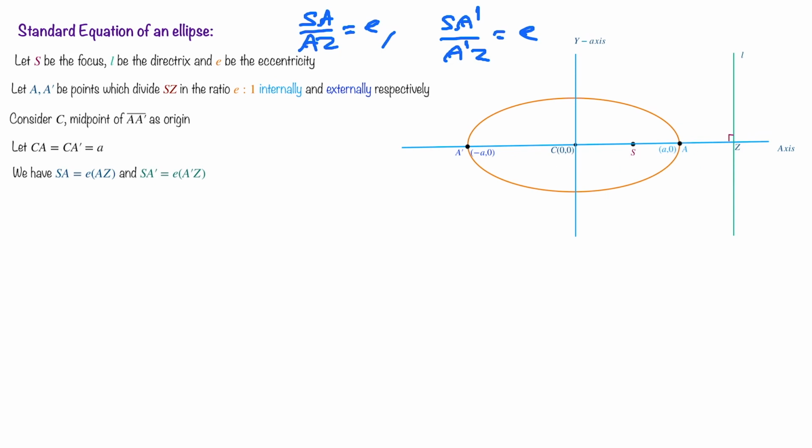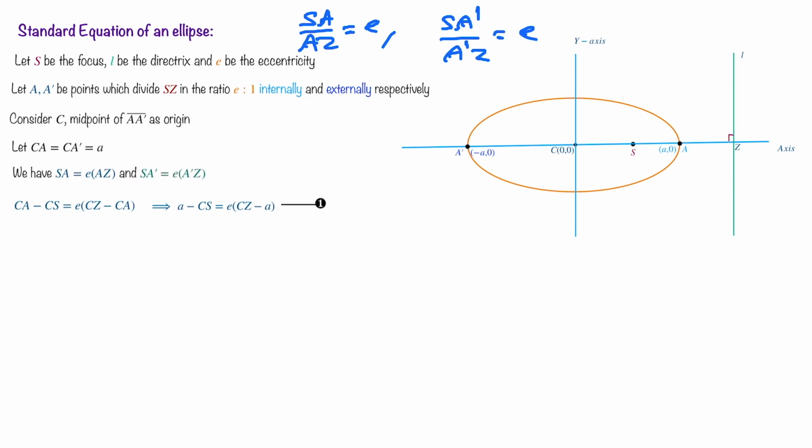This SA I am replacing with CA minus CS, because that's what SA is. And this AZ I am writing as CZ minus CA. So this SA is the same as CA minus CS, and this AZ is the same as CZ minus CA. Now if I replace CA with small a, then we have this relation: a minus CS equals e times (CZ minus a). Let me call it 1.